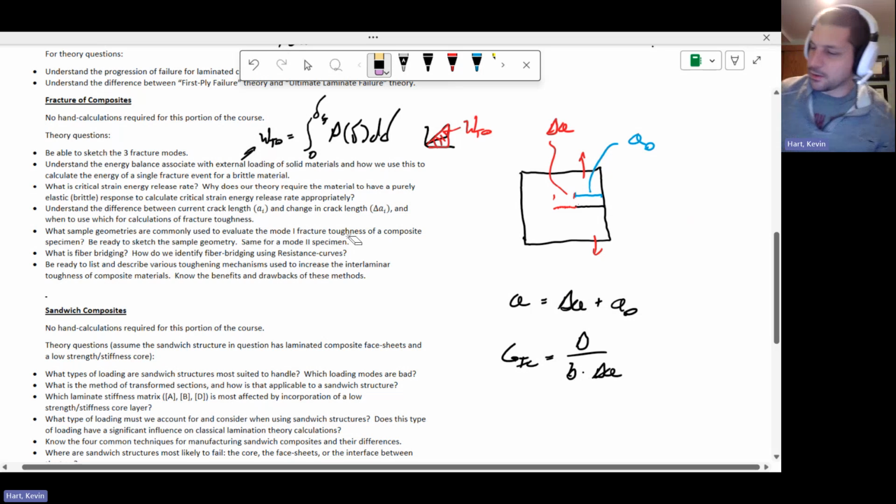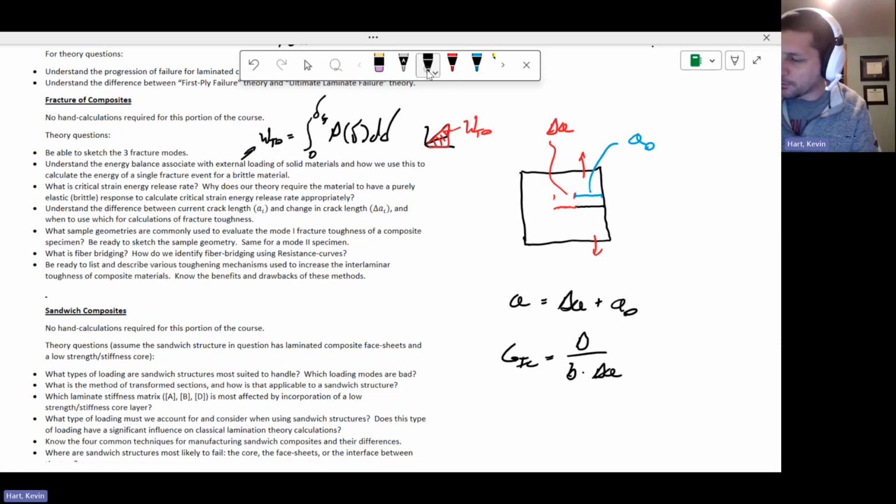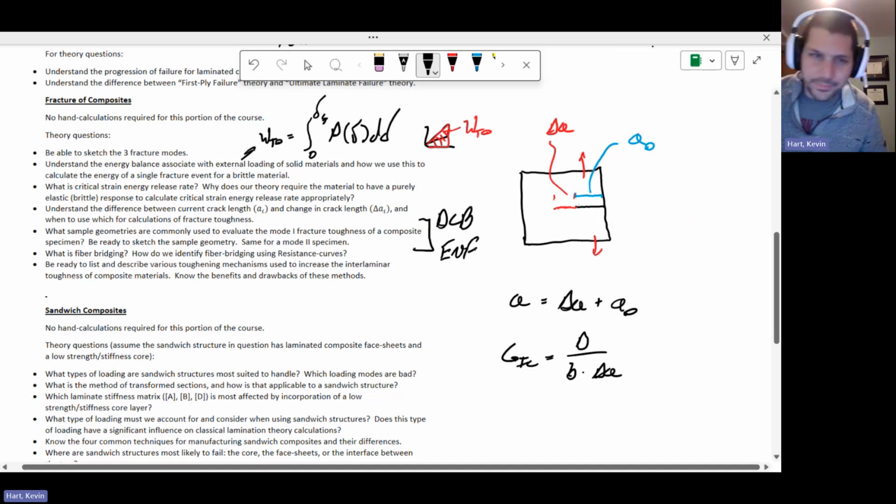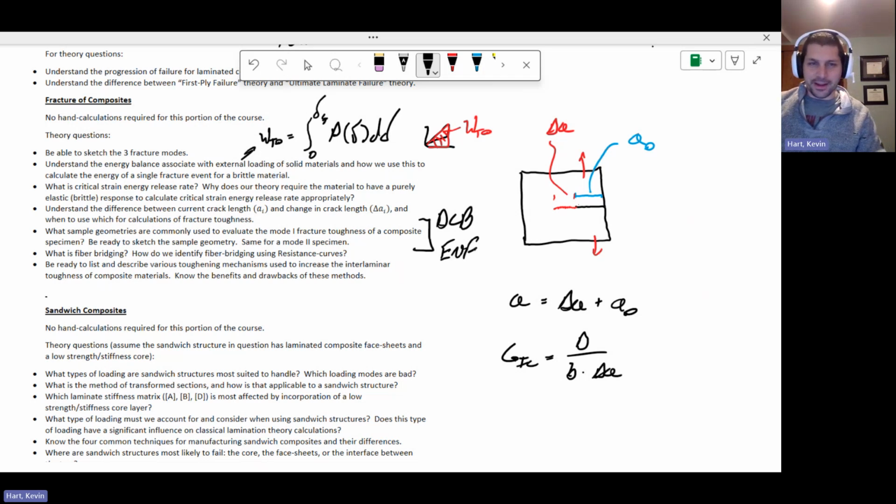What sample geometries are commonly used to evaluate mode 1 fracture toughness and mode 2 fracture toughness? This is the DCB, double cantilever beam, for mode 1, and edge notch flexure, ENF, for mode 2. End notch or edge notch, I've heard it called both things. If you write DCB or ENF on the final, it's perfectly all right with me, right?